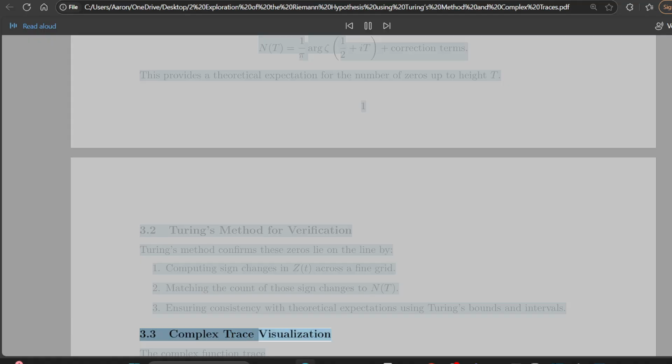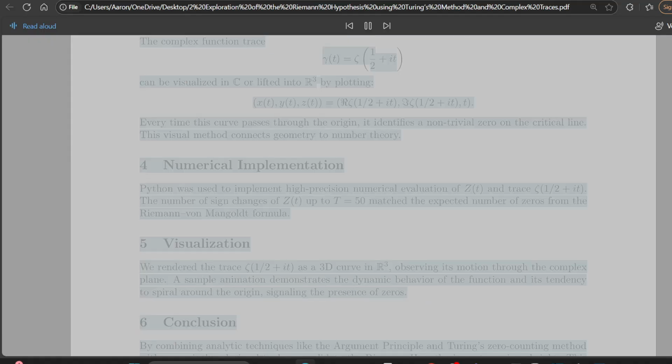3.3 Complex trace visualization. The complex function trace gamma(t) equals zeta(1/2 plus it) can be visualized in C or lifted into R3 by plotting (x(t), y(t), Z(t)) equals (Re zeta(1/2 plus it), Im zeta(1/2 plus it), t). Every time this curve passes through the origin, it identifies a non-trivial zero on the critical line. This visual method connects geometry to number theory.